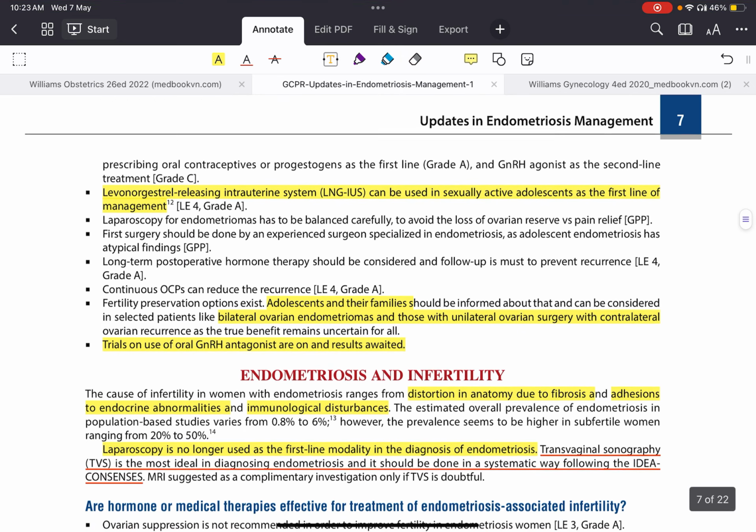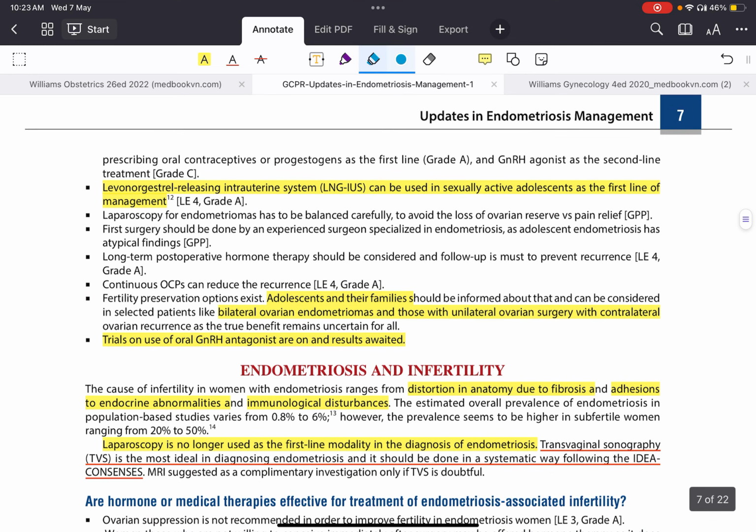Then levonorgestrel LNG-IUS can be used in case of sexually active adolescents. Adolescents and the family members should be informed that if you do surgery for endometrioma, and if there is bilateral endometrioma, then go for unilateral ovarian surgery. Contralateral ovarian conservation is better. Nowadays, for adolescents, GnRH antagonist use is being studied. So that's about adolescents in endometriosis. In the next video, I'll tell about endometriosis and infertility. Thank you.